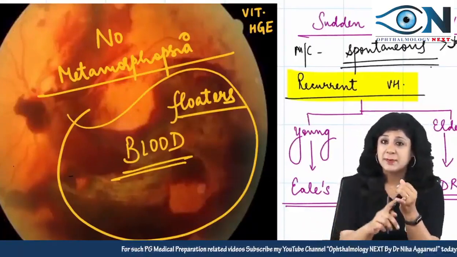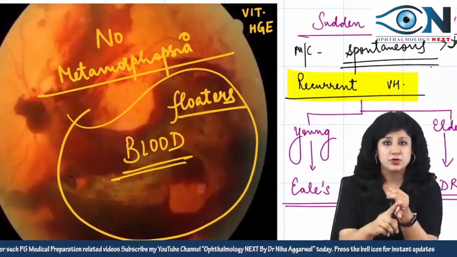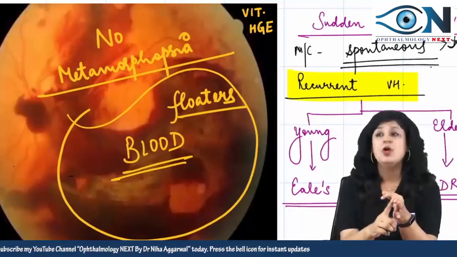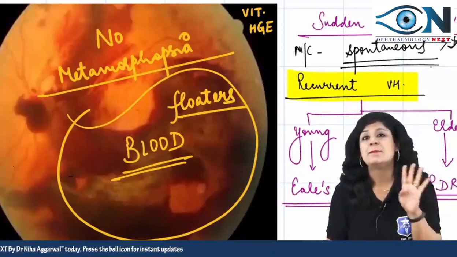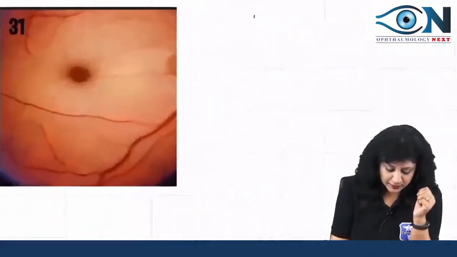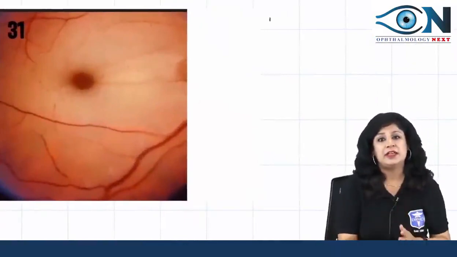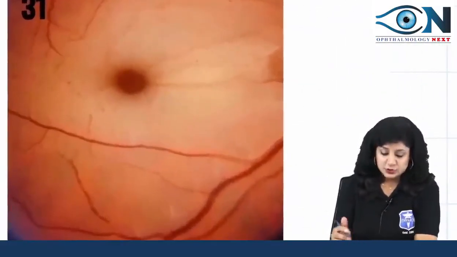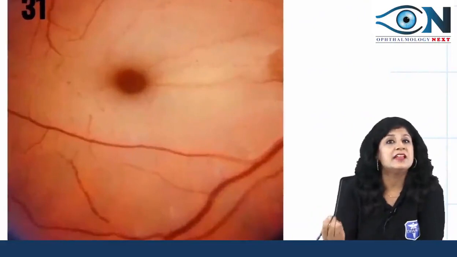You will get sudden painless diminution of vision, you will get floaters, you will get the absence of red glow, but you will not get the metamorphopsia. All right. Now coming to another important thing, can you see what it is? Let us try to see what are the things we are able to see.